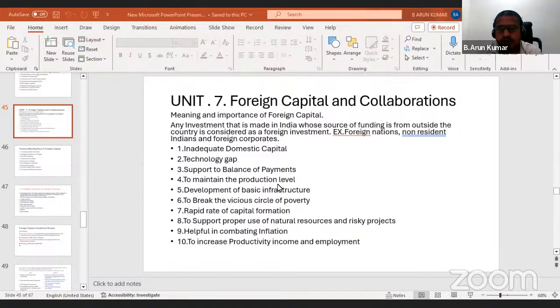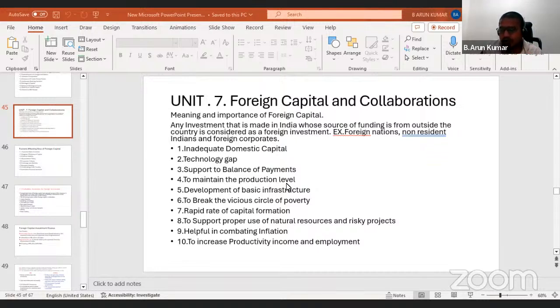Today we are going to discuss foreign capital and collaborations. Up to the sixth unit, let us recollect what we discussed in earlier sessions. Earlier we discussed the basics: what is business and what is finance, the basic introduction and definitions of business finance, and also the functions in business finance, that is finance function and financial planning, nature and scope. Then after that, the fourth unit is capitalization.